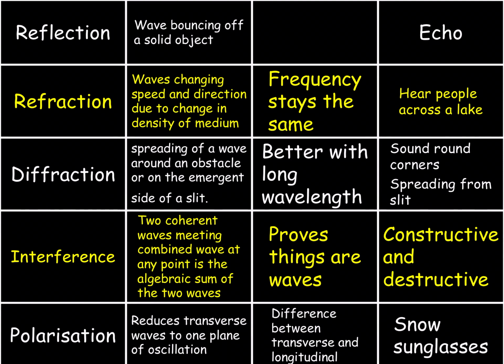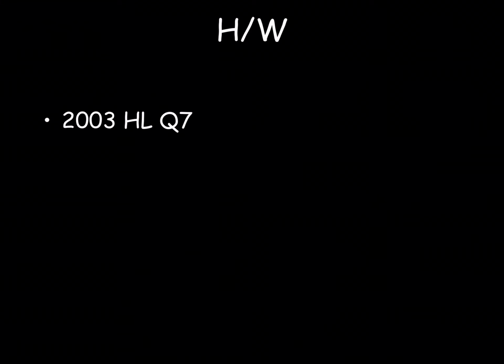Polarization reduces a transverse wave to one plane of oscillation. It's what we say is the difference between transverse and longitudinal. A transverse wave will polarize, a longitudinal won't. And this is why we need snow glasses, because light polarizes when it hits the snow. Okay, you can freeze that if you like, or you can print this out. There's a brilliant little thing like the last picture, very helpful.